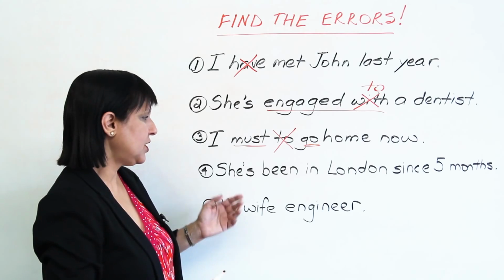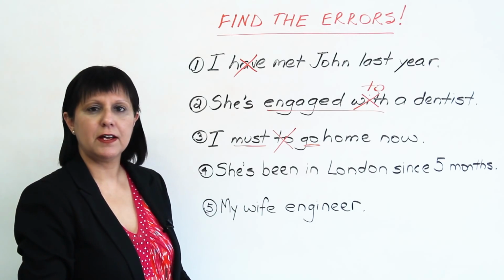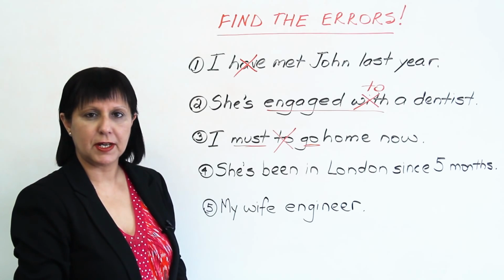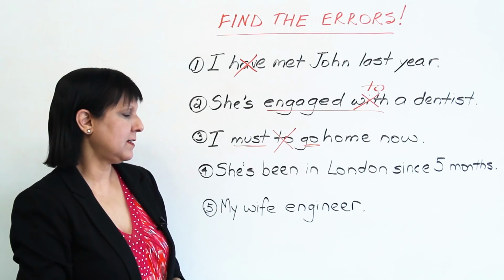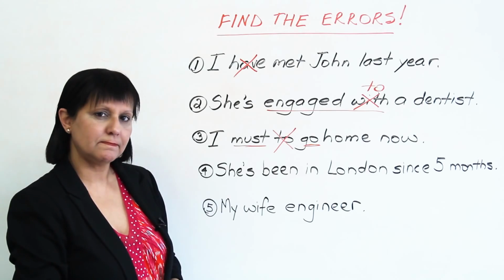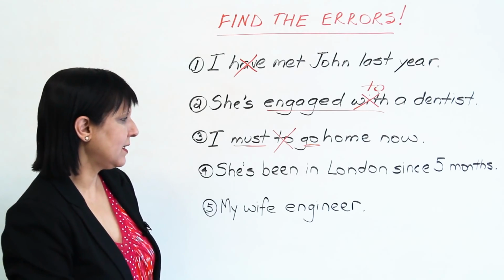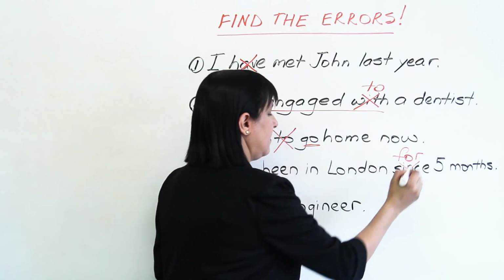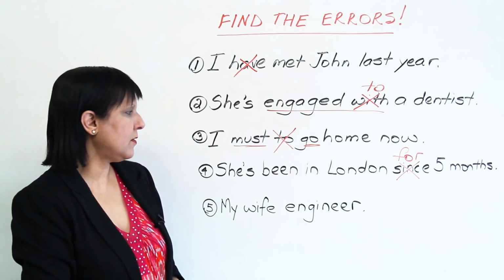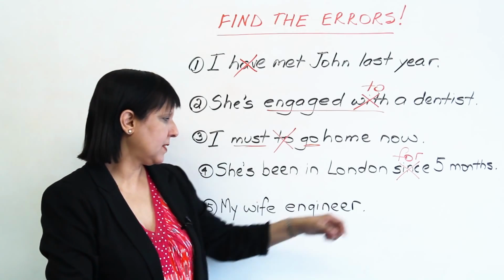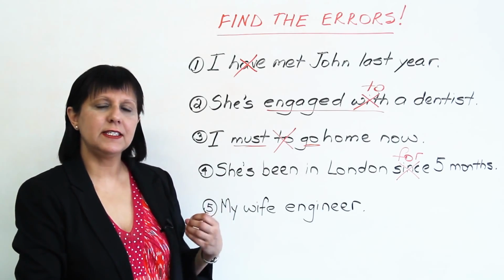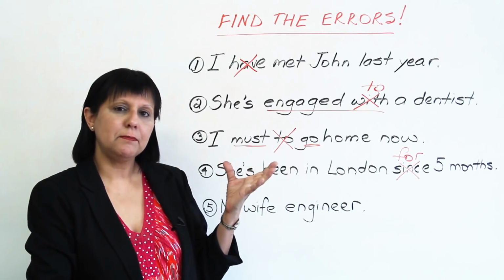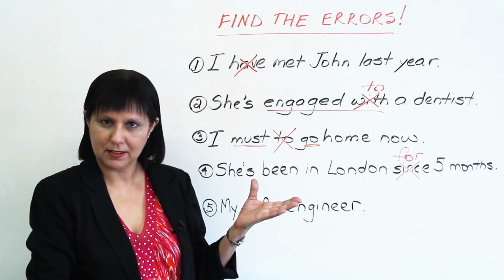Next one. She's been in London since 5 months. Okay? Take a second. What's the mistake there? Okay? So now the error is over here, because we cannot say since 5 months. We use since plus the point in time when something happened, right?